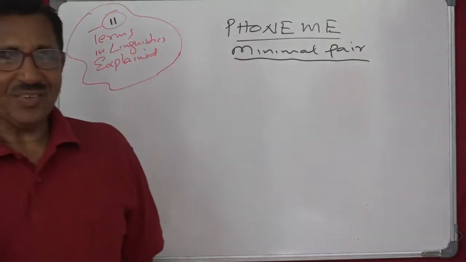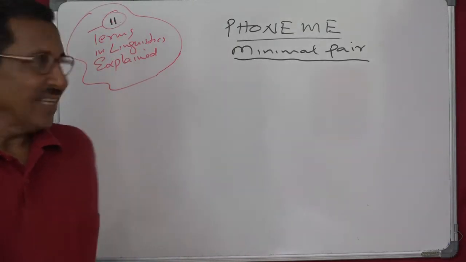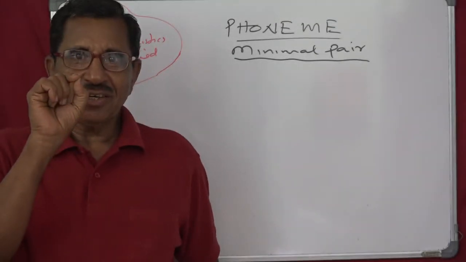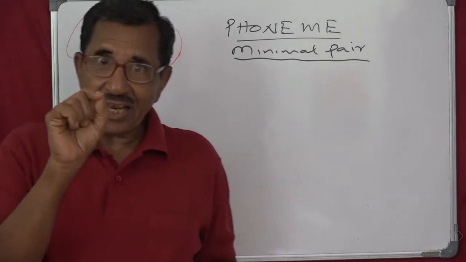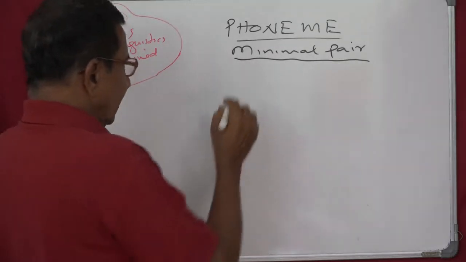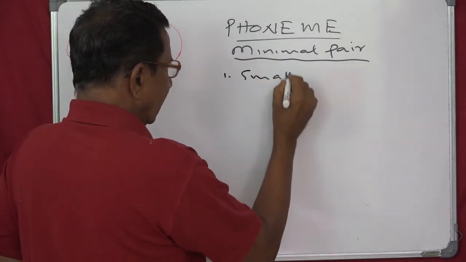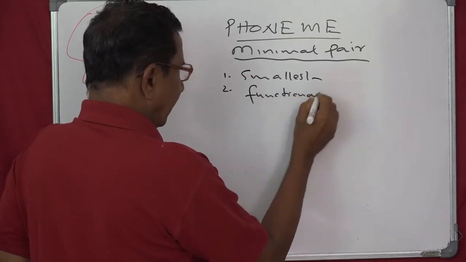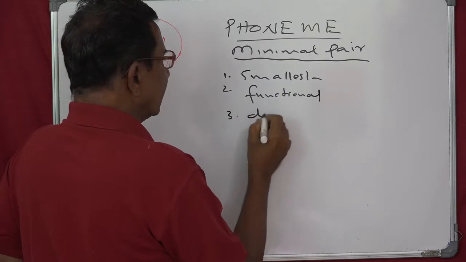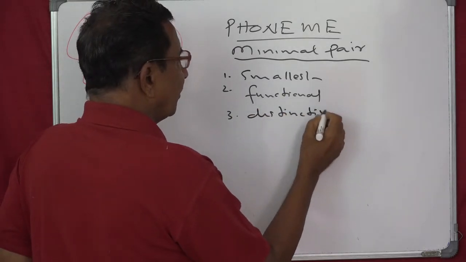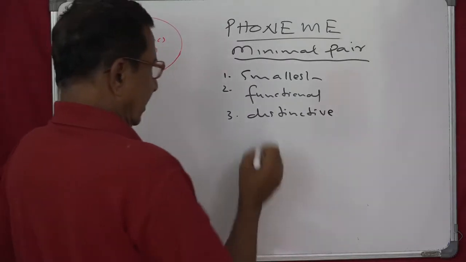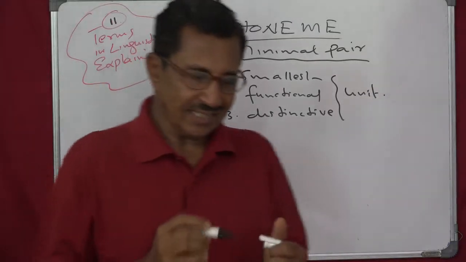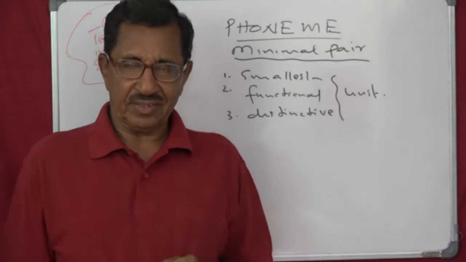Hello friends, so today we have another term in linguistics, the phoneme. Phoneme means the smallest functional unit in a language. Very important. First point is smallest, second is functional, and third is distinctive. Functional distinctive unit, smallest functional distinctive, meaningless, just no meaning, unit in a language.